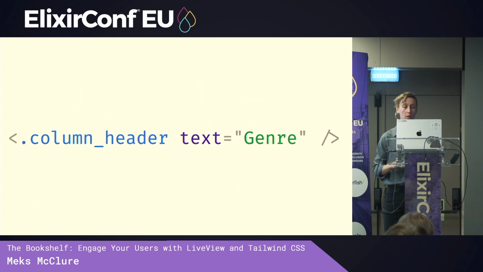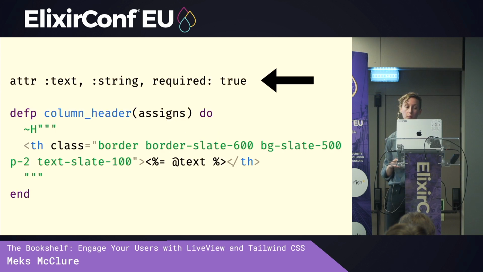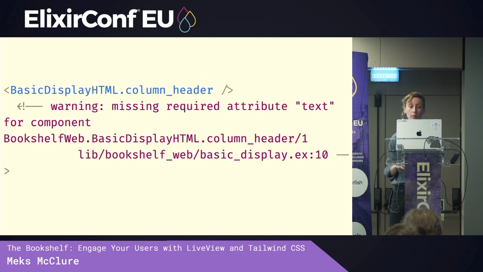For this function component, she passes in the text to be rendered as an attr since each header will be styled in the same way. And she can specify the text attribute with the attr macro to declare which attr the function should expect to receive when invoked. And by requiring it, she'll get a nice helpful error if she ever forgets to actually pass in that attr when using that function.